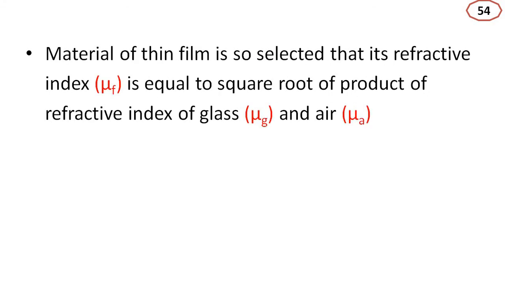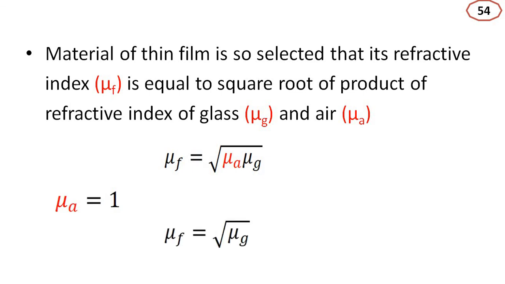Now, the material of thin film is so selected that its refractive index is equal to the square root of the product of the refractive index of glass and air. When we are selecting the material, we are considering a condition that mu f should be equal to root of mu g into mu a. That is mu f equal to root of mu a into mu g. We know the value of mu a is 1. So, mu f equal to root mu g.